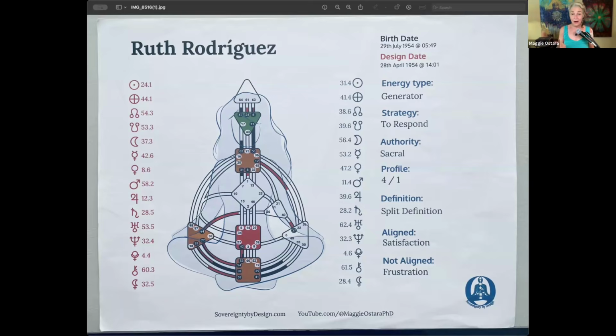And Pluto's been there for 18 months. It's going to be there for another 2 years. We also have this full moon that's coming up on your birthday, which is in the 41. So you're going to get a lot of energy next week, Ruth.